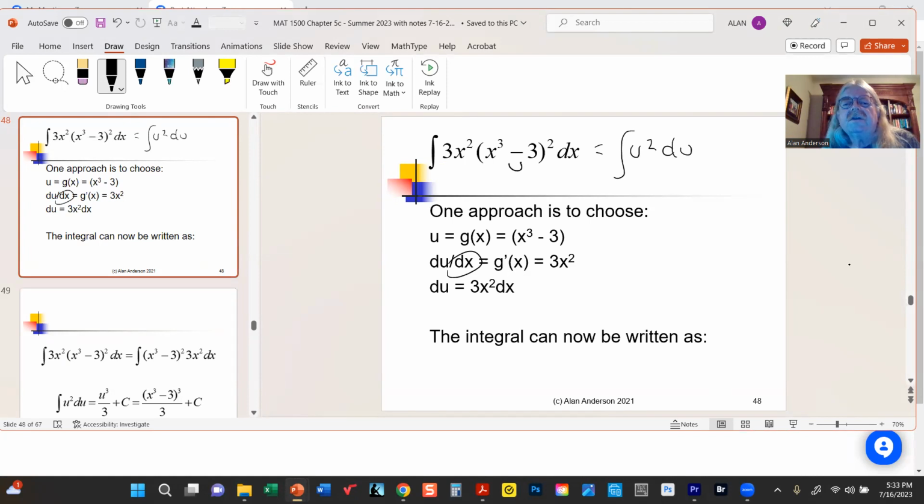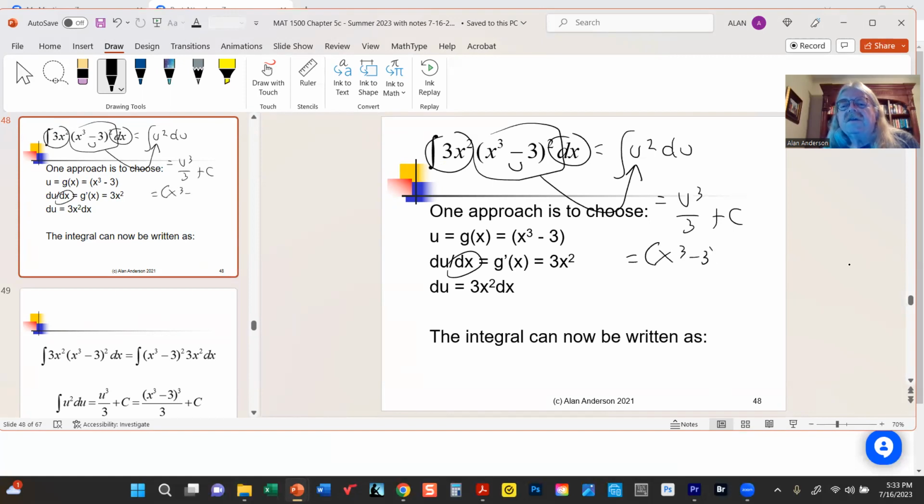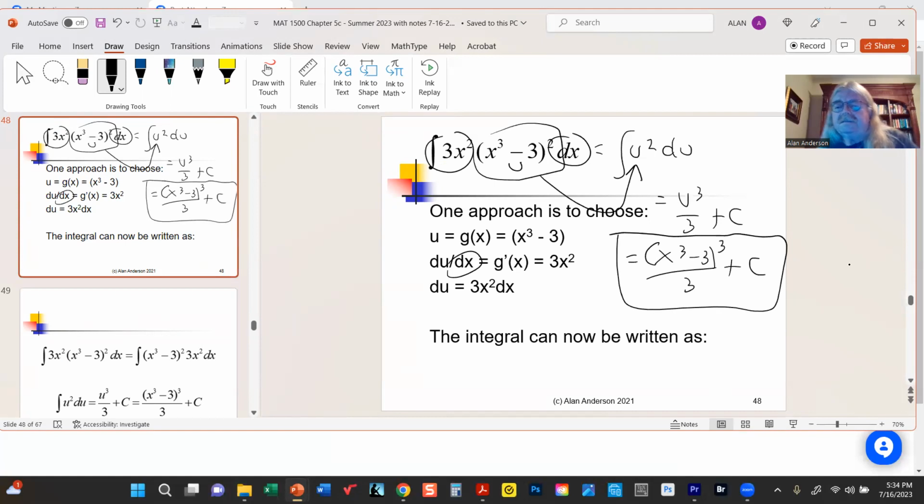Okay, if this is u, then this entire piece must be u squared. And du is 3x squared dx. Those give us du. And now you just have a traditional power rule problem. Okay, so then you remember u is x cubed minus 3, so we have this cubed over 3. And that's our final result.